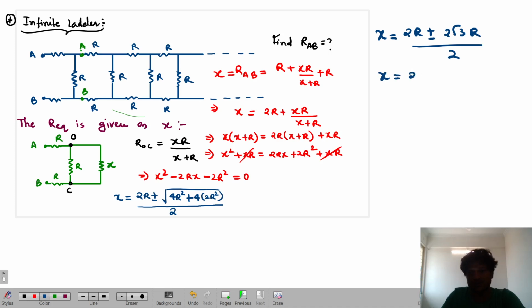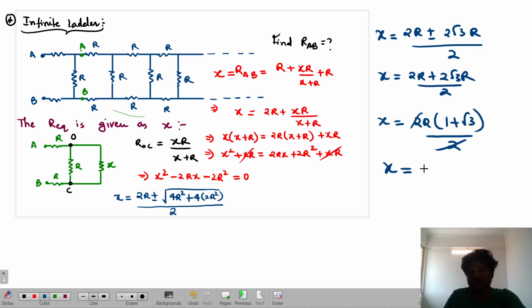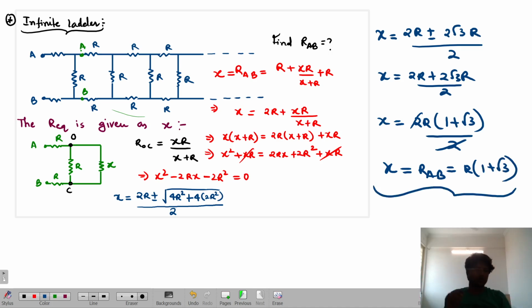So x is twice r plus 2 root 3 r divided by 2, or x is equal to twice r minus 2 root 3. But minus is not positive because 2 root 3 is bigger than 2r, isn't it? So only plus is possible because resistance cannot be negative. So 2 are common. 1 plus root 3 divided by 2. 2 to cancel. And x is basically, or r equivalent between AB is nothing but r into 1 plus root 3.